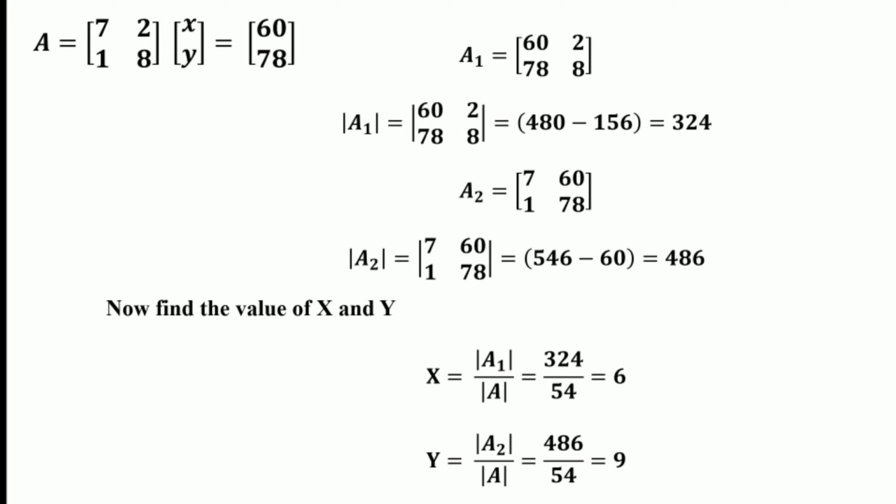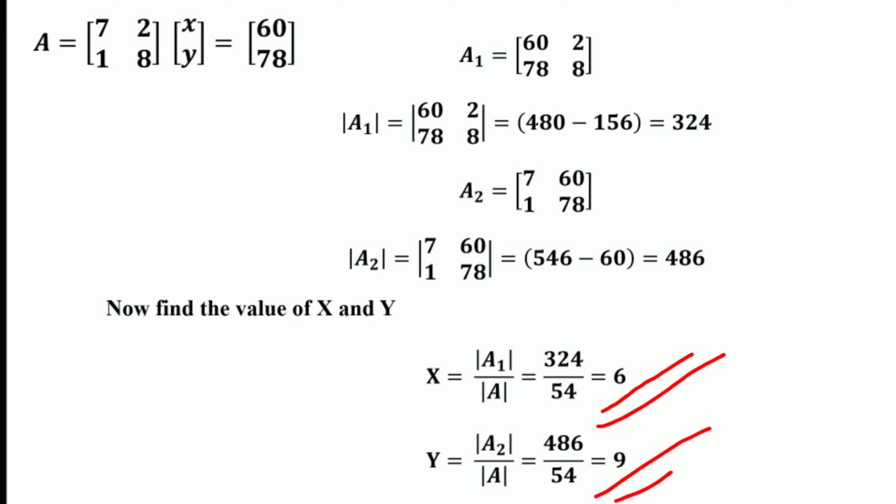After getting the determinant values of A1 and A2, the next step is to find the values of the unknowns x and y. Here x is equal to the determinant of A1 divided by the determinant of A, which is equal to 324 divided by 54. So the value of x is equal to 6. Similarly, we can find the value of y, which is equal to determinant A2 divided by determinant A, that is 486 divided by 54, which is equal to 9.